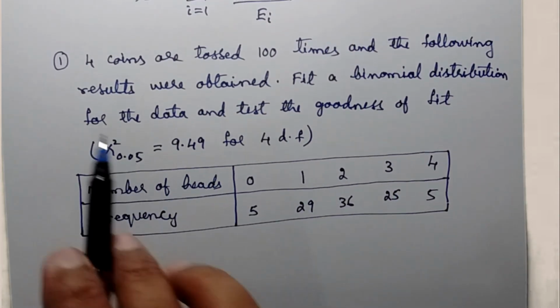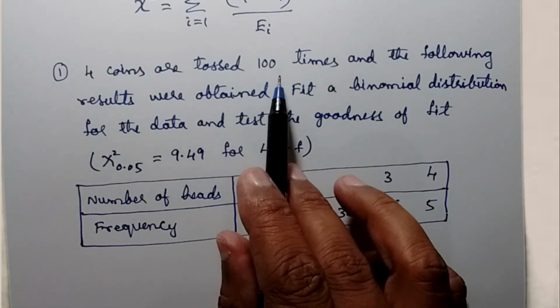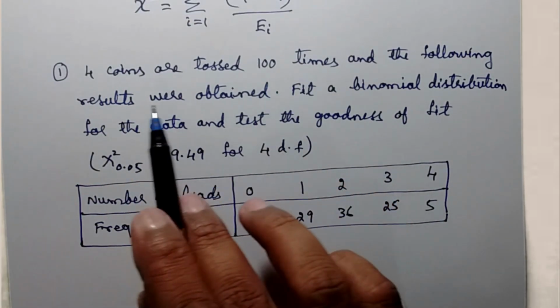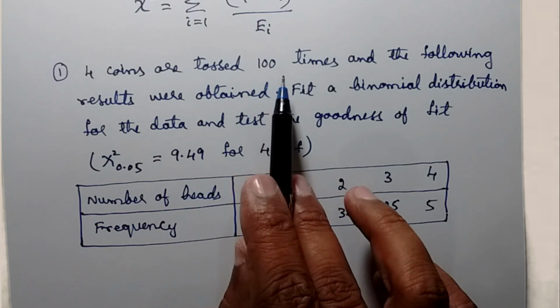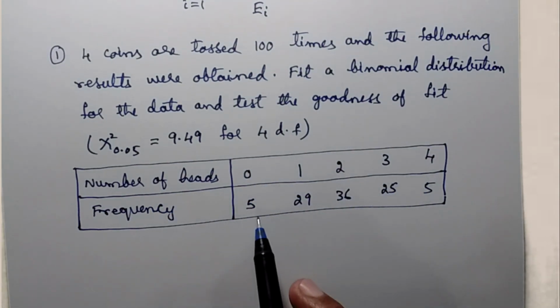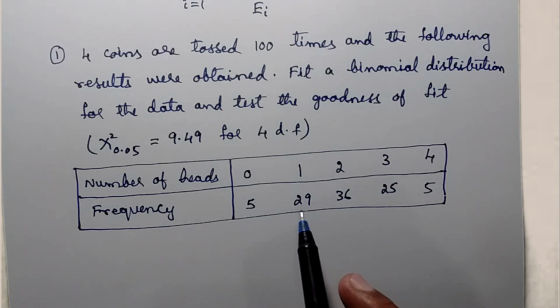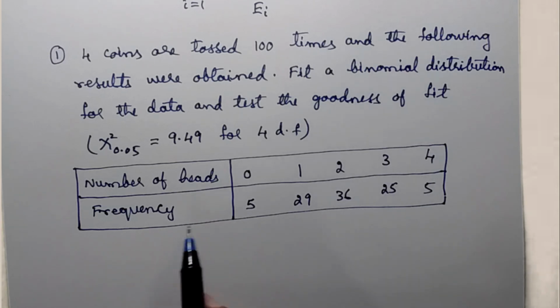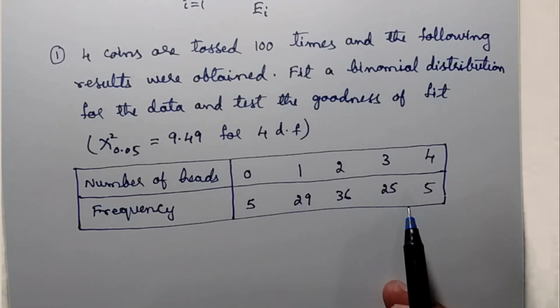Number of heads, that means 4 coins are tossed. How many times are these 4 coins tossed? 100 times. Each of the coins is tossed 100 times. So the number of heads is mentioned, and what is the frequency, that is, how many times you are getting the heads. This given frequency is called the observed frequency.